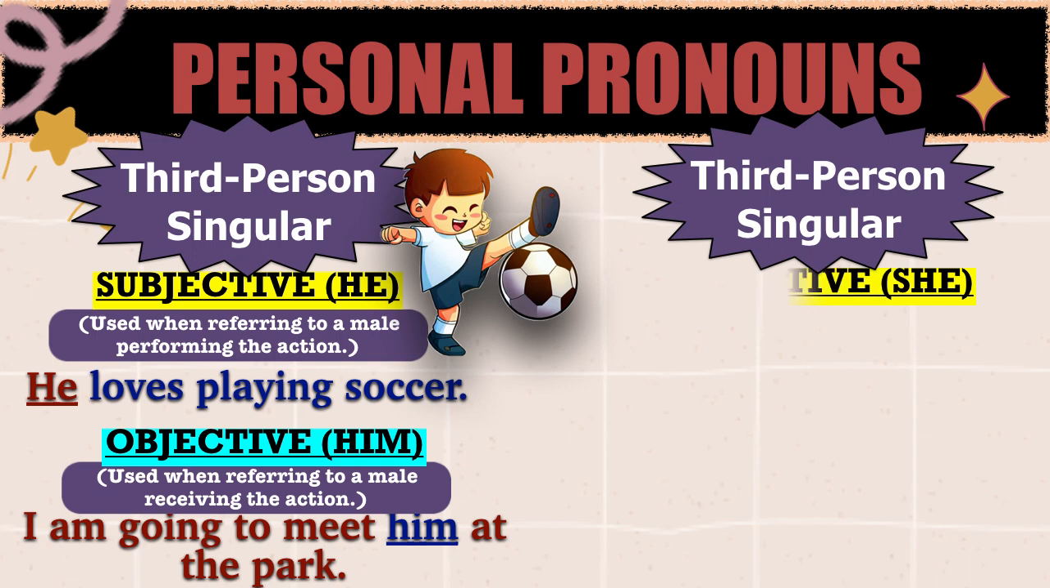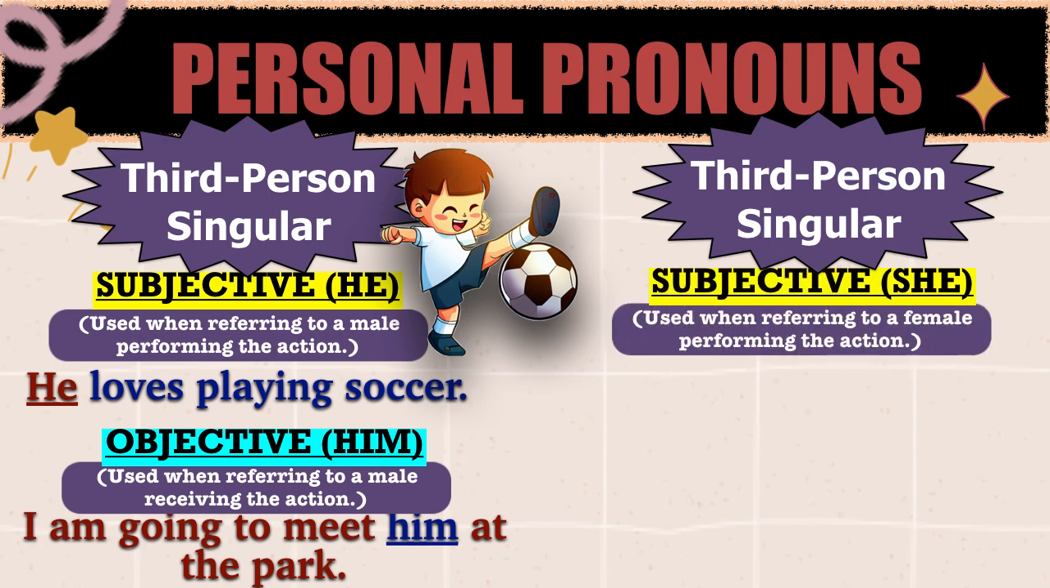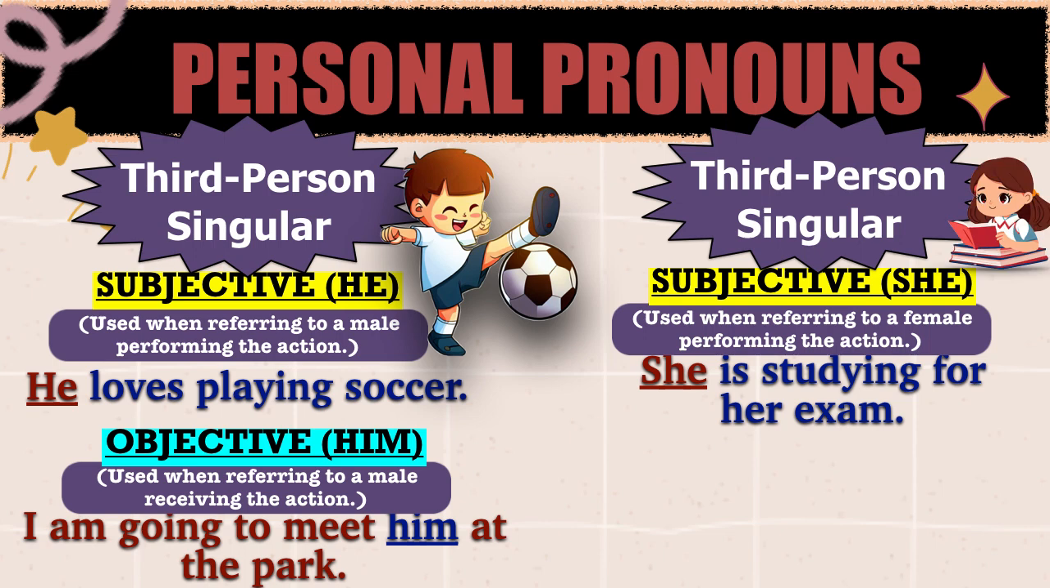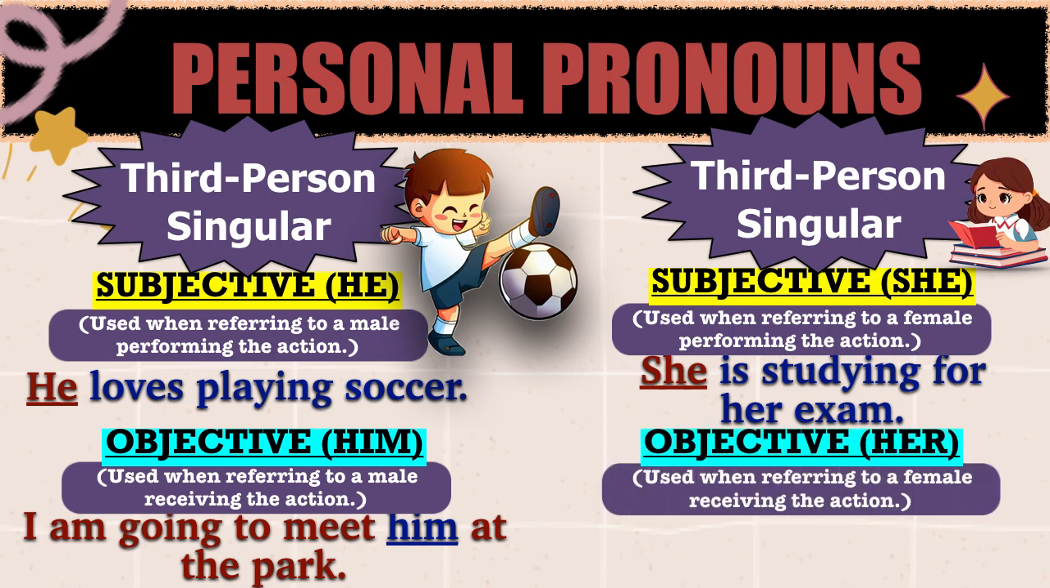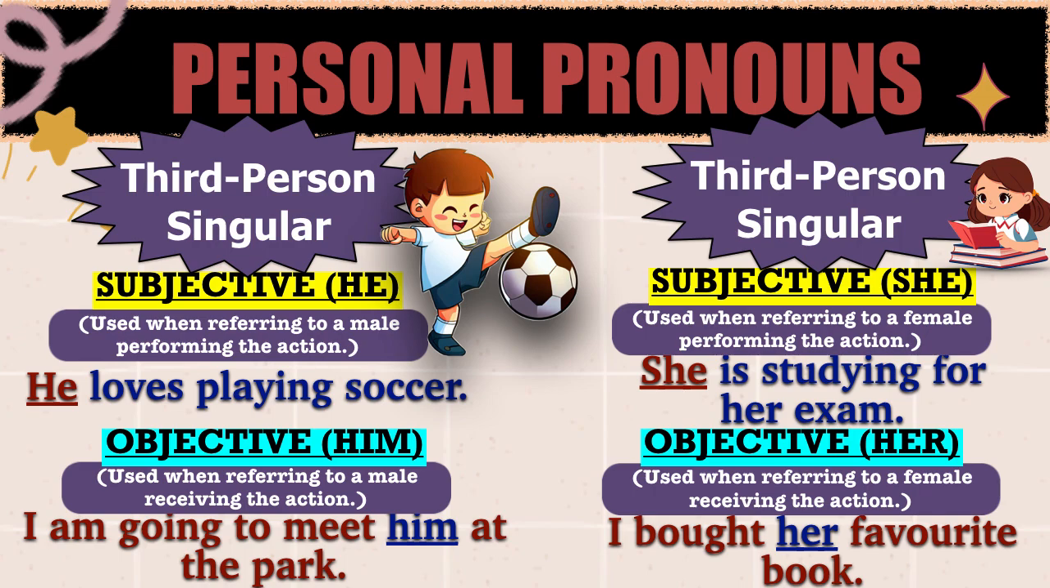Subjective: she. Used when referring to a female performing the action. Example: she is studying for her exam. Objective: her. Used when referring to a female receiving the action. Example: I bought her favorite book.